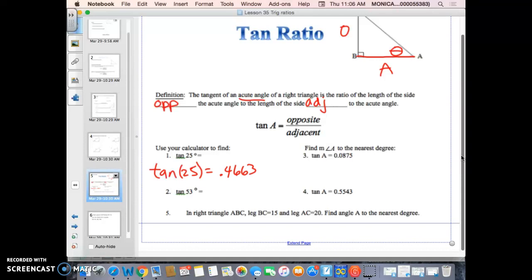And tangent 53, you do the same way. You just type tangent, you get a parentheses, you type in 53, close your parentheses, hit the equal sign, and you should get 1.327.